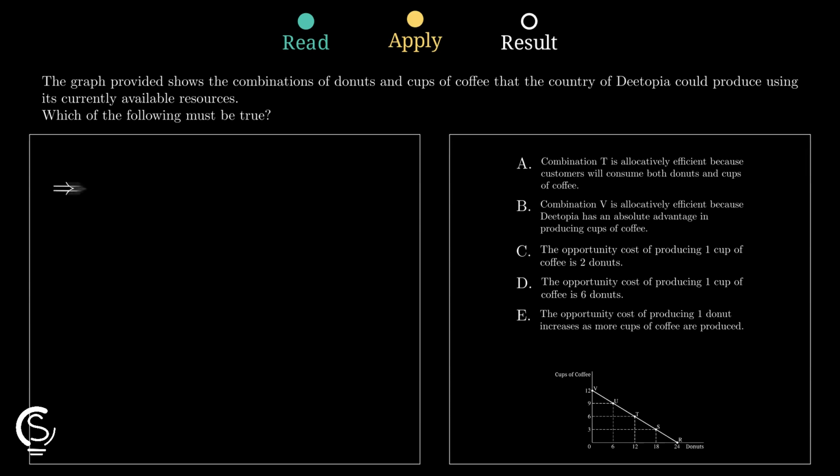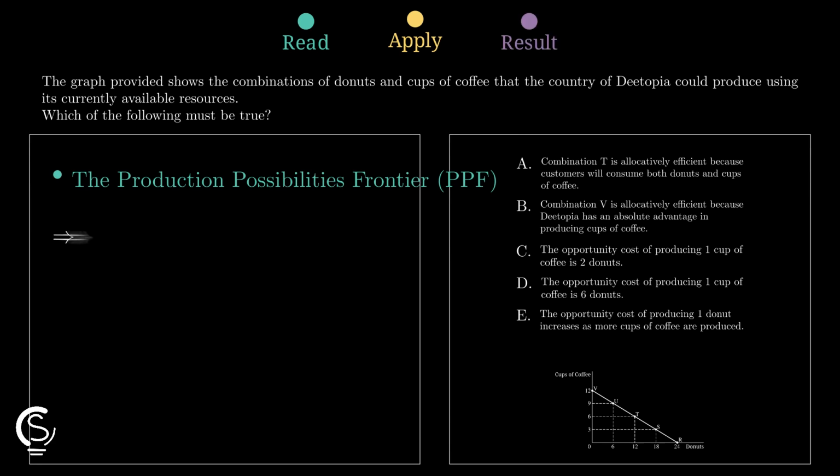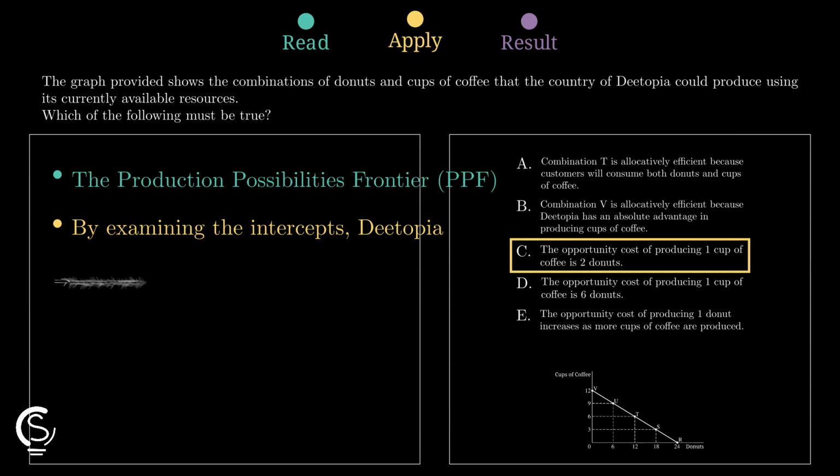Since the production line is straight, the opportunity cost remains constant. To find the cost of 1 coffee, we simply divide the 12 donuts by the 6 cups of coffee produced. That calculation gives exactly 2 donuts for every cup of coffee. This means option C is the only mathematically correct choice. You got this.